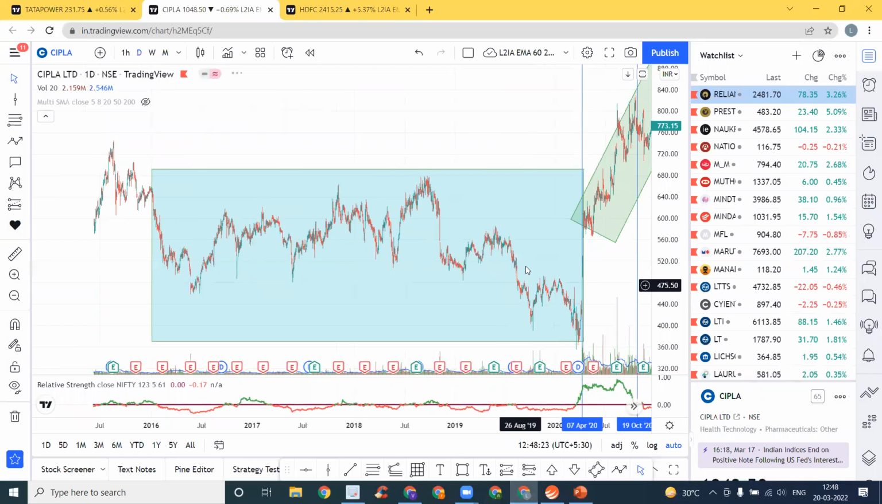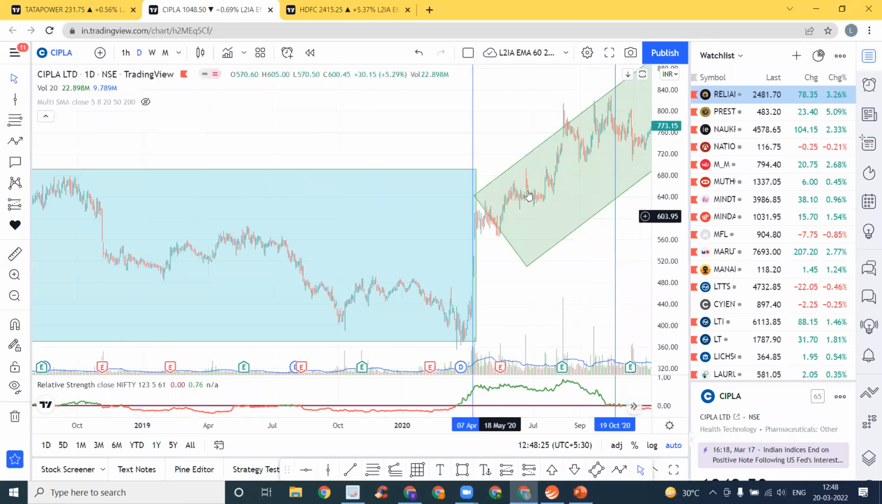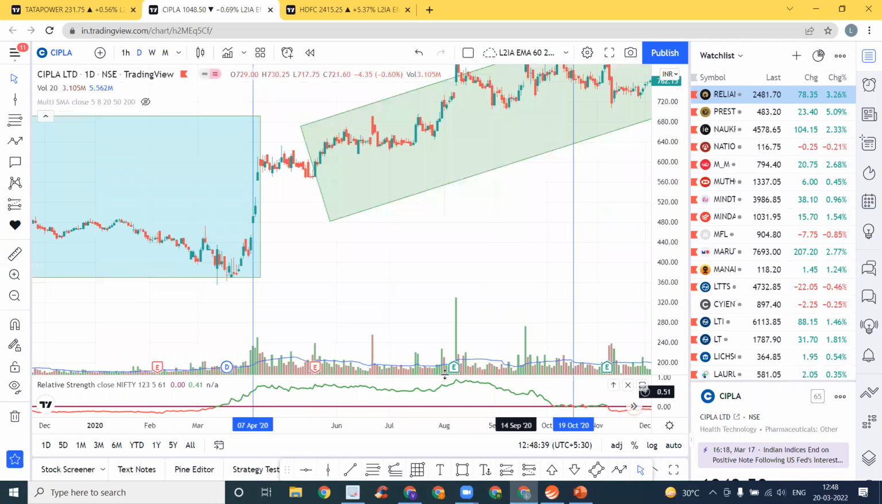See here, the price is rising and the volumes are going up. Green color candles, big candles. What does it mean? It means I am actually doing well. See here, green candles, big candles, average volume से ज़्यादा है. So it is a good sign.